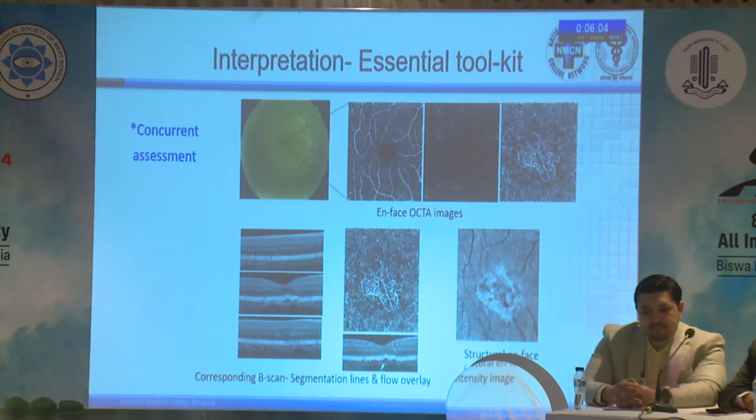Then at last you also have to look at the structural en-face OCT image, the intensity image, because your signal may be impeded because of any media opacity which is there. Maybe it is hemorrhage, maybe it is drusen. So the signal intensity may be reduced and you may misinterpret it as a flow void or a flow deficit, when otherwise it would be just a decrease in the signal intensity, which is because of impeded transmission.